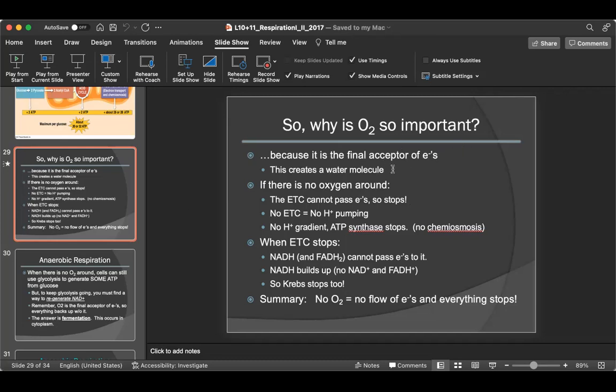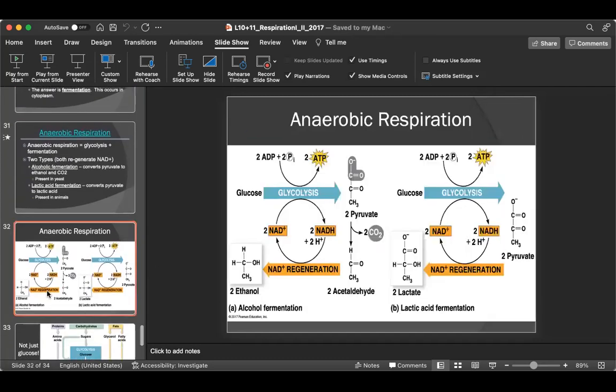The final acceptor of the electrons is oxygen, to create the water molecule. So if there's no oxygen, there's no electron transport chain happening. If there's no electron transport chain happening, there's no gradient of hydrogen ions for the ATP synthase. So no chemiosmosis. And NADH and FADH2 can't pass off those hydrogens. So there's a buildup of NADH and there's no NAD plus or FAD plus. So the reason why we use anaerobic respiration is to replenish those NAD plus molecules, so we can still have some sort of energy production happening.